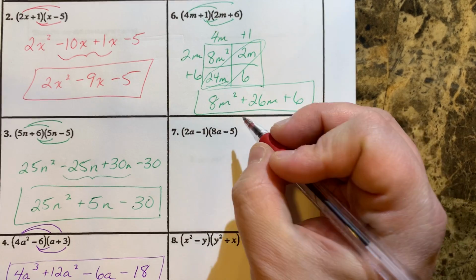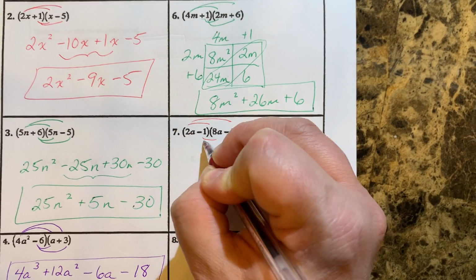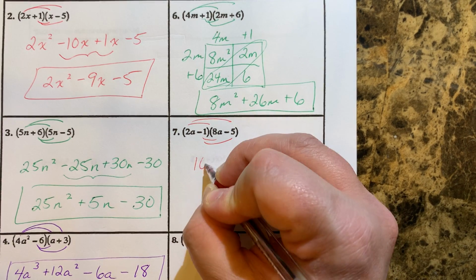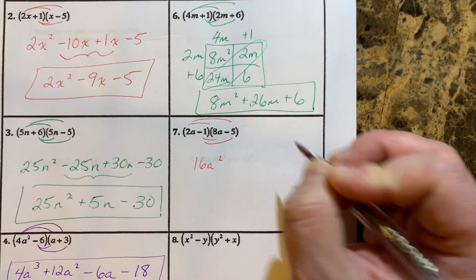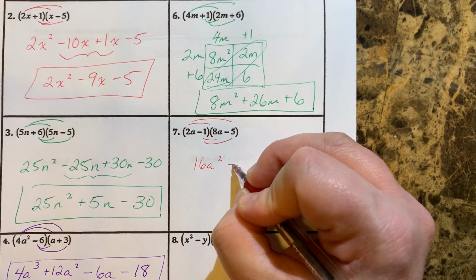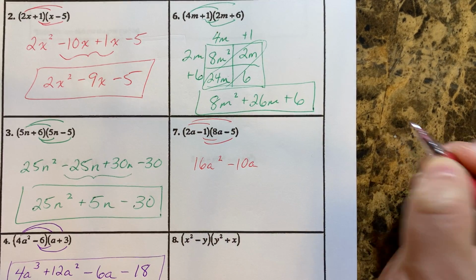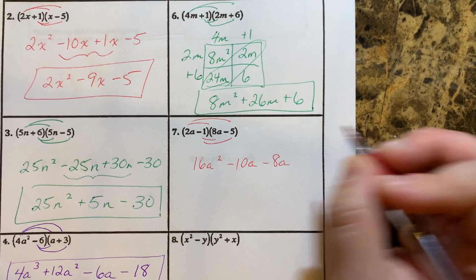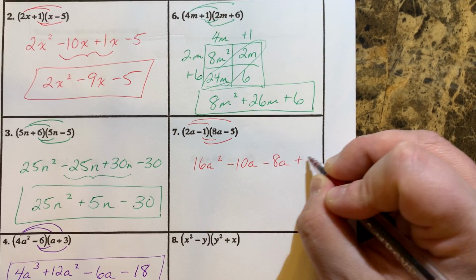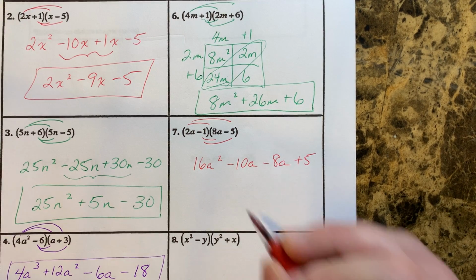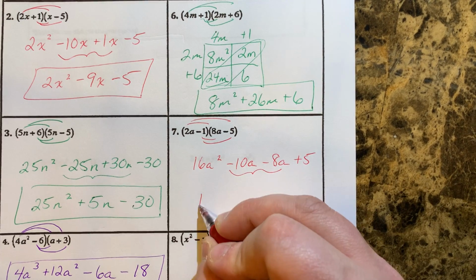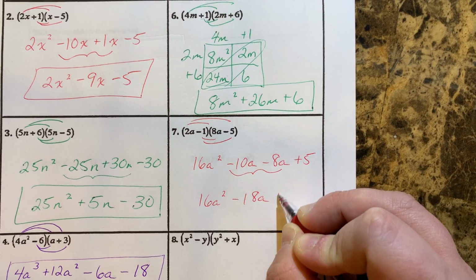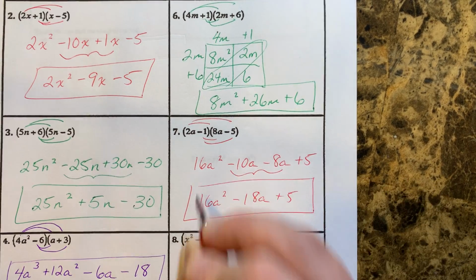All right, for these ones, I'm going to go back to FOIL. So our first 2 terms, 2a times 8a is 16a squared. 2a times negative 5 is negative 10a. Negative 1 times 8a is negative 8a. Negative 1 times negative 5 is positive 5. And those like terms come together to be 16a squared minus 18a plus 5.